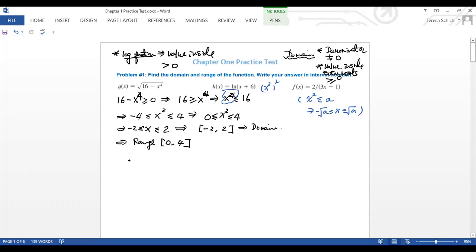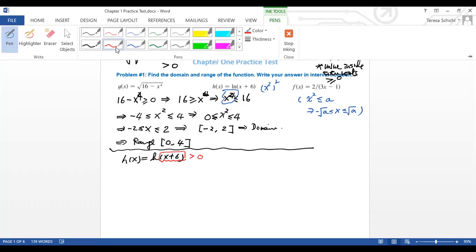Now let's take a look at the next one here. This is h of x is equal to the natural log of x plus 6. This one is pretty easy. With the natural log, anything inside the natural log, based on what we learned in algebra, has to be greater than 0. It cannot be equal to 0, it has to be greater than 0.